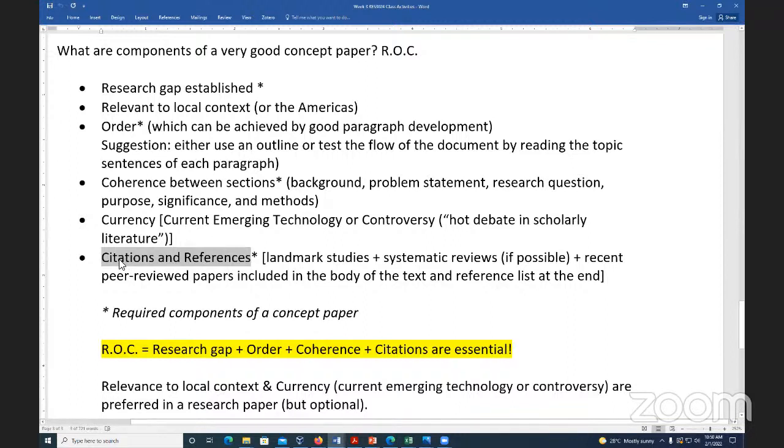So there should be no citations that are not in the reference list, and nothing in the reference list that is not cited. And what are the kinds of references? Landmark studies, otherwise known as seminal studies, ones that have helped shape the field. Systematic reviews, if they exist, which are comprehensive overviews of the topic, that includes meta-analyses, and recent papers, hopefully published in peer-reviewed journals.